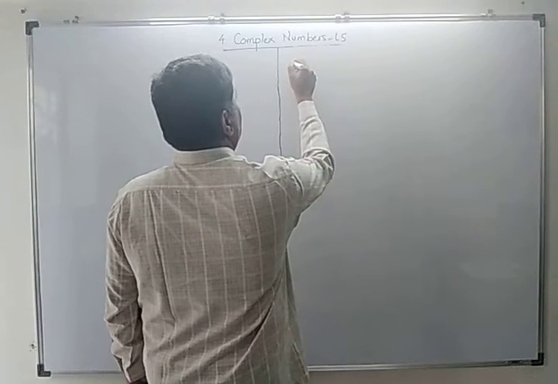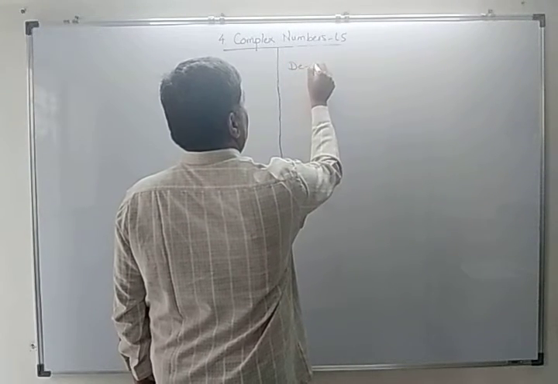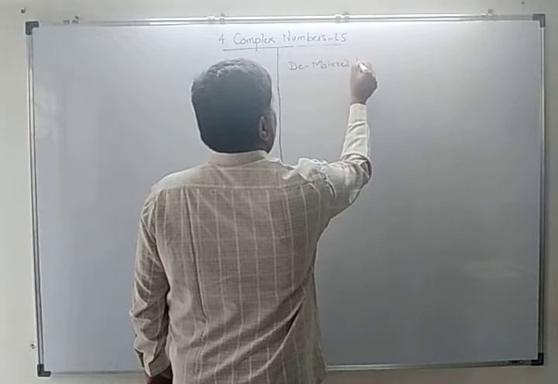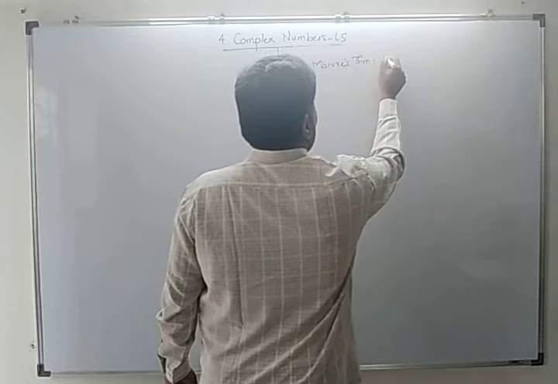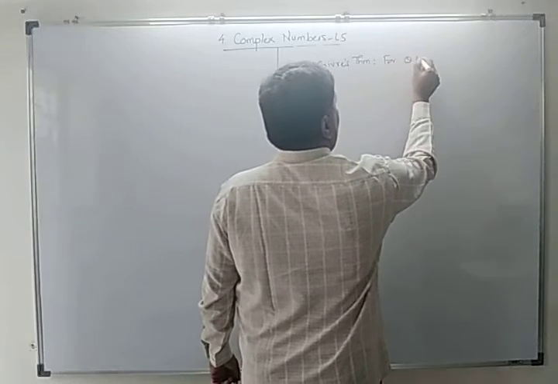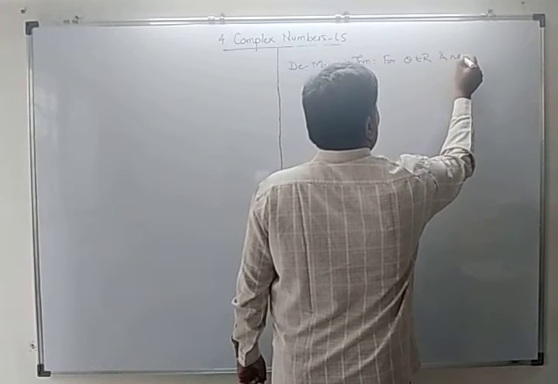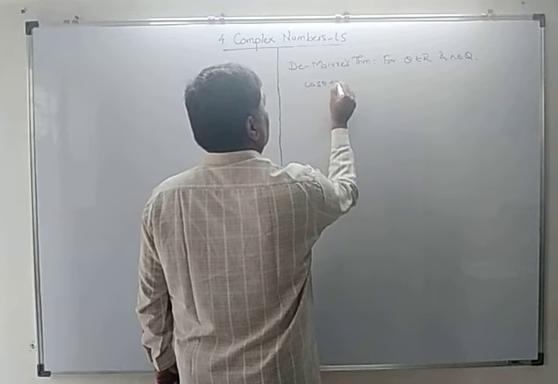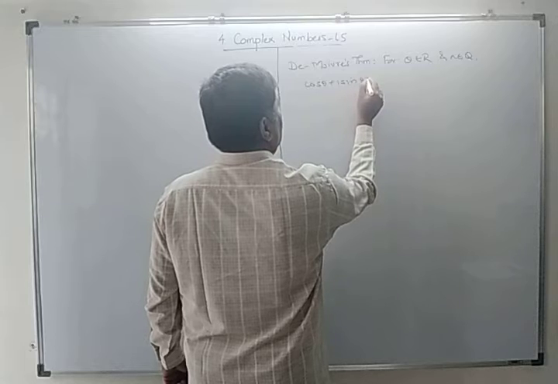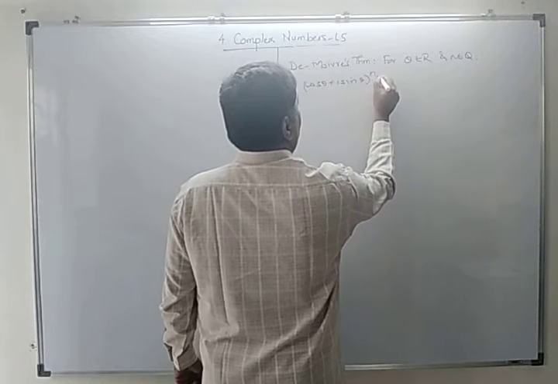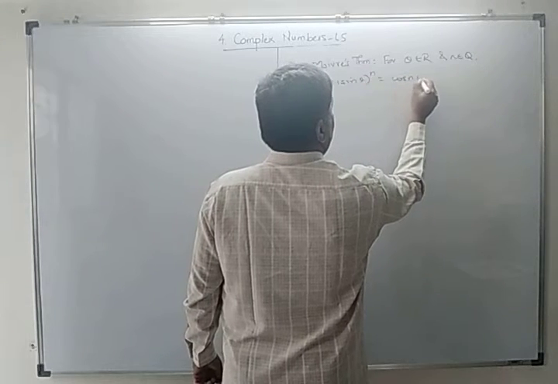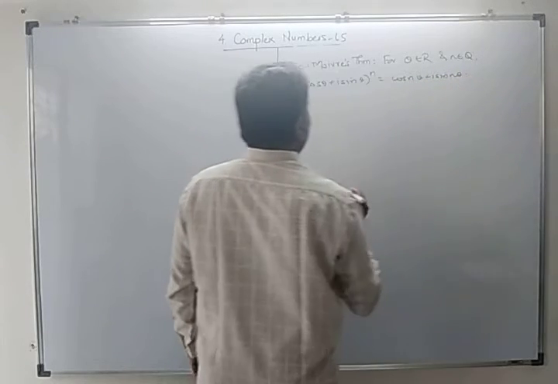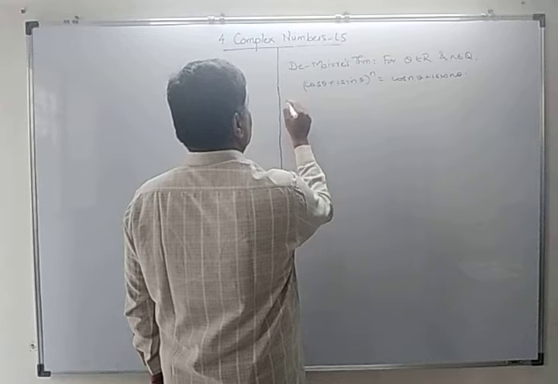So what is De Moivre's theorem? For theta belongs to R and n belongs to Q, (cos theta plus i sin theta) raised to n is equal to cos n theta plus i sin n theta. We will see now its applications.